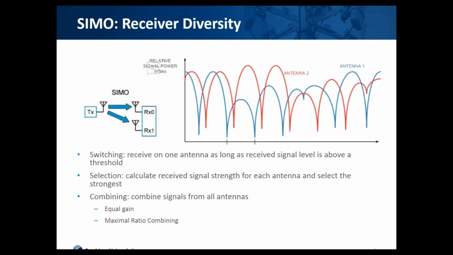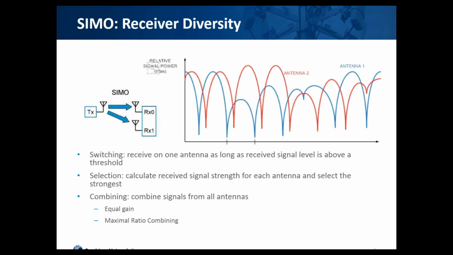A more complex but better solution is selection. With this technique, the device measures the received signal strength from each of the antennas, and it selects the antenna with the strongest signal. In the figure in this slide, the system would select the red line every time it's above the blue line, and the blue line every time it's above the red line. You can see how the deep fades are again eliminated, but now the signal used is always the stronger of the two.